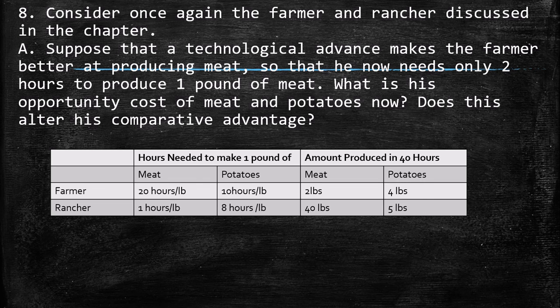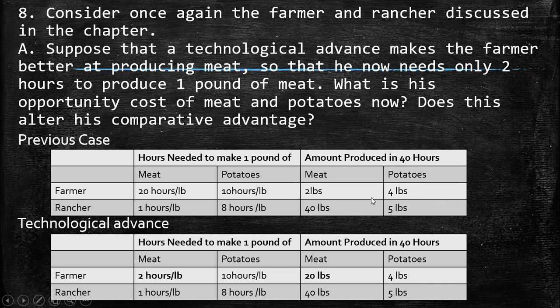So we have here the first table, which we had before, which is the previous case, what we resumed. So we have the summary: hours needed to make 1 pound of an amount produced in 40 hours. And now with the technological advance, here in bold, this is the change. Now they have 2 hours. They are necessary to have 1 pound of meat. On the other side, they have 20 pounds of meat if they produce just meat during these 40 hours.